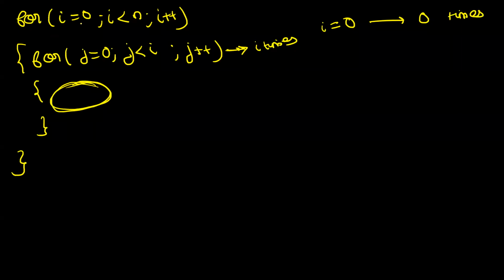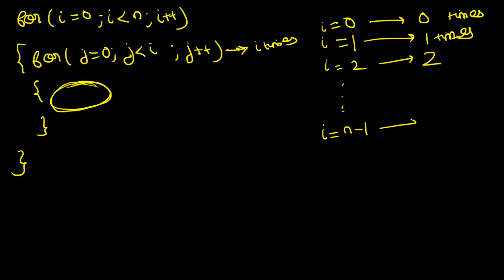See, i equal to 0. So j equal to 0, 0 less than 0 is false. So this loop will not run. Okay. Then the value of i will become 1 and this loop will run for 1 time. Okay. Then the value of i will become 2 and this loop will run 2 times. Likewise, the value of i will become n minus 1 and the inner loop will run for n minus 1 times when the value of i is n minus 1.